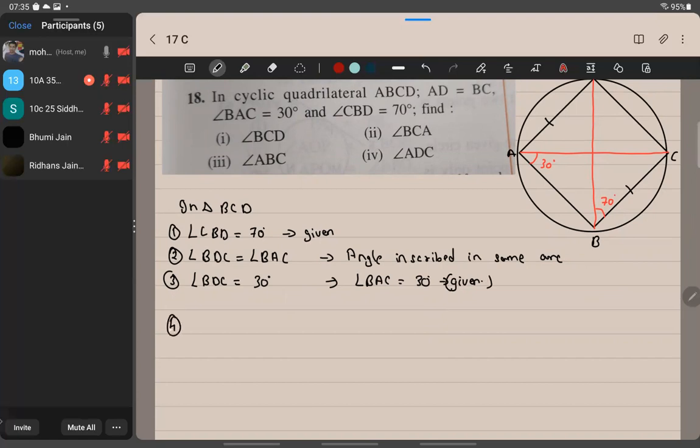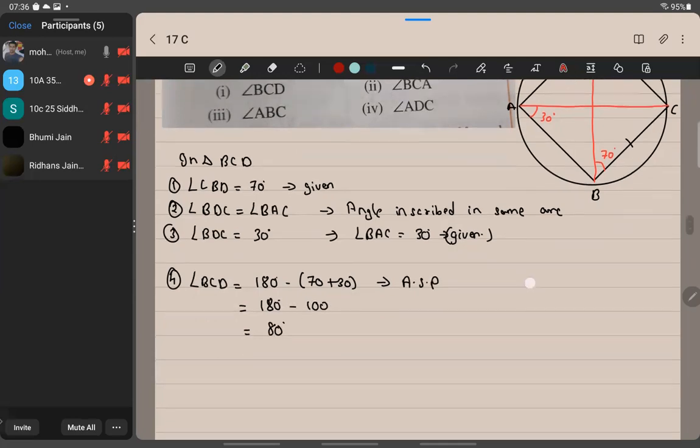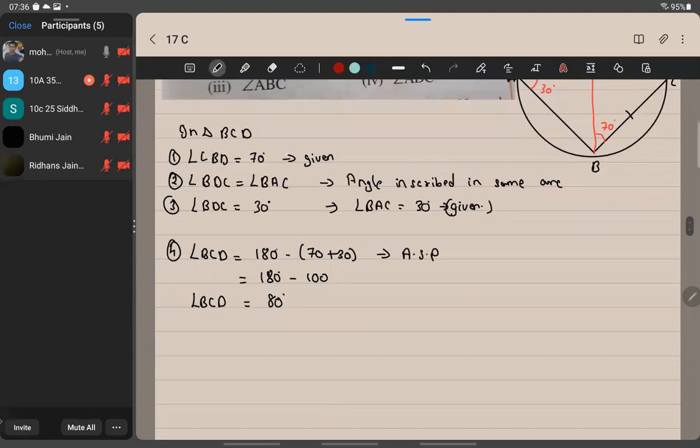Fourth one. Now angle BCD is equal to 180 degree minus 70 plus 30. Reason, angle sum property. So 180 degree minus 100, that is equal to 80 degree. So angle BCD is 80 degree there. Okay.